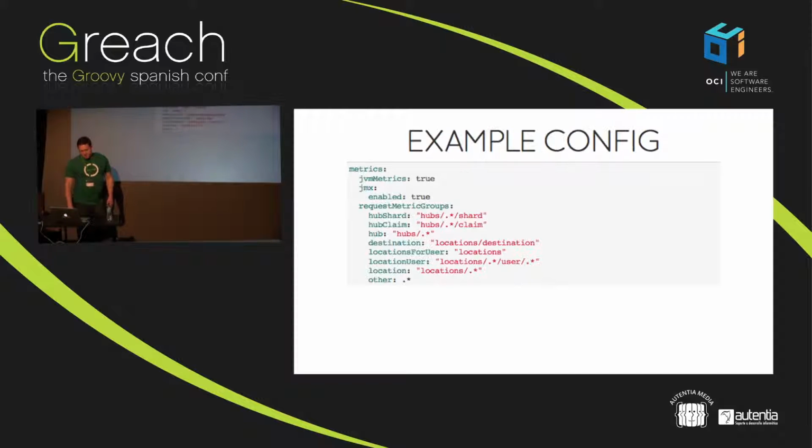So the example config that we used for one of ours: we turned on JMX and we turned on JVM metrics, because if you're going to consume something over JMX for these metrics, you might as well have your JVM metrics. It just always seems like good practice. And we make these request metric groups. The request metric groups basically allow us to use a regex. If you look at the hub shard, we'll have hubs, then a UUID, and then /shard. And every request to that was generating a new metric timer.